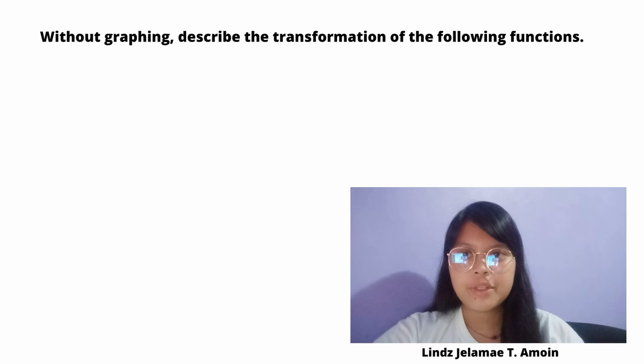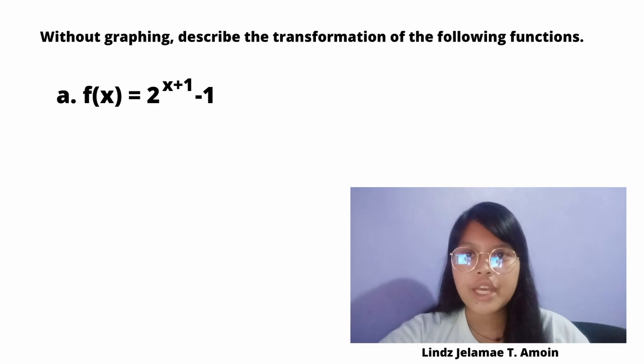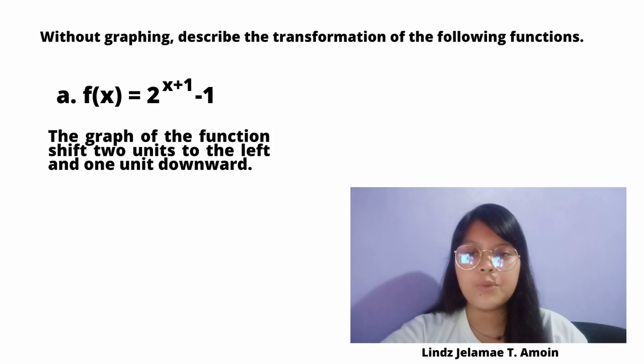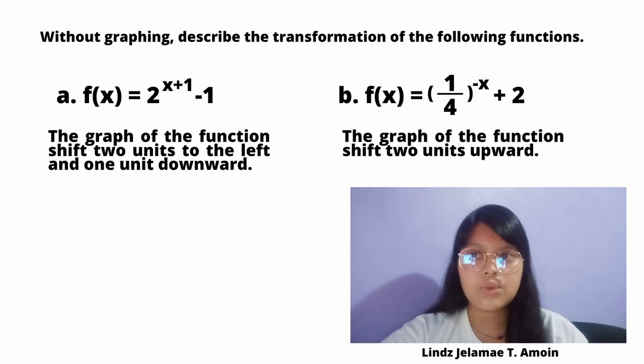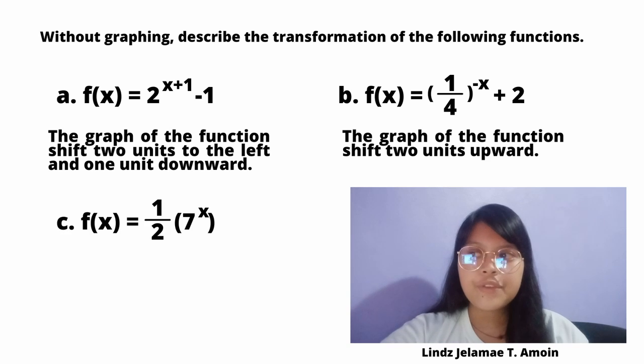Without graphing, describe the transformation of the following functions. For letter A, the graph of the function f(x) = 2^(x+1) − 1 shifts 2 units to the left and 1 unit downward. For letter B, the function f(x) = (1/4)^(−x) + 2 shifts 2 units upward. For letter C, the graph of the function f(x) = 1/2 × 7^x has no transformation.